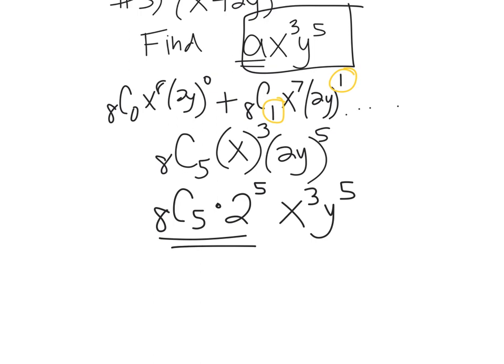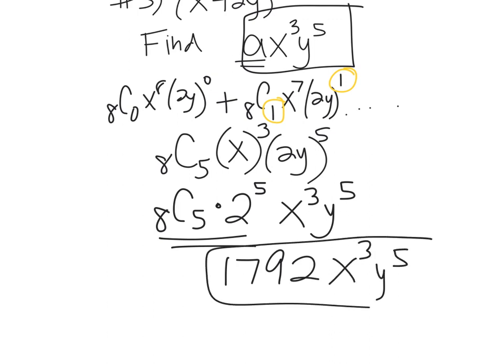So you go to your calculator and you do 8C5. Hit enter. And then times 2 to the 5th. 1792. And that's the term they're looking for, right there.